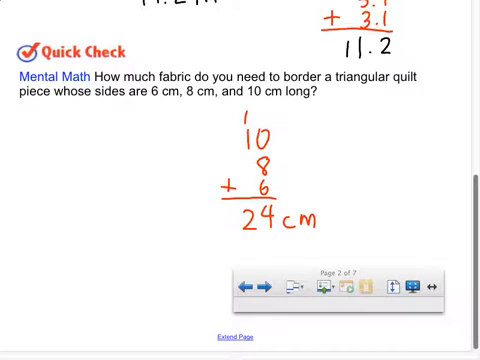Very good. So if you take the sum of all the sides of the triangle, you get 24 centimeters. Okay, moving along.